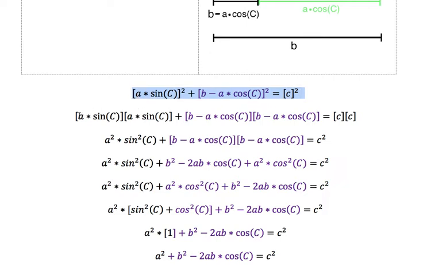Okay, so A times sine of C times A times sine of C. So that's just four things multiplied together, which means that's the same as A times A times sine of C times sine of C. So A times A is A squared. Sine of C times sine of C is just sine of C squared, which is written like this. So this right here is sine of C times sine of C.